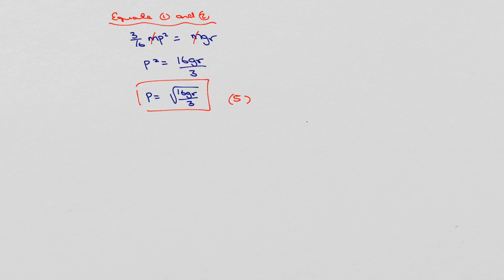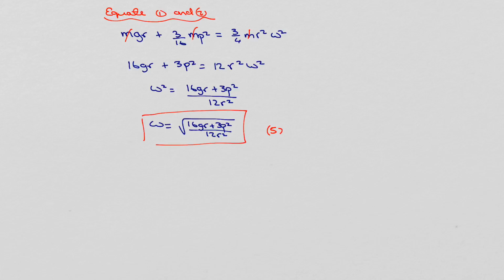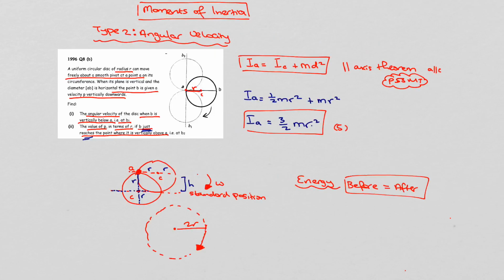Okay, so we had a 5, 10, 15, 20, 25, 30 mark question. So a nice angular velocity question there. It's always about drawing a good diagram so you can get your standard position marked out, and be careful of your radius of rotation too.